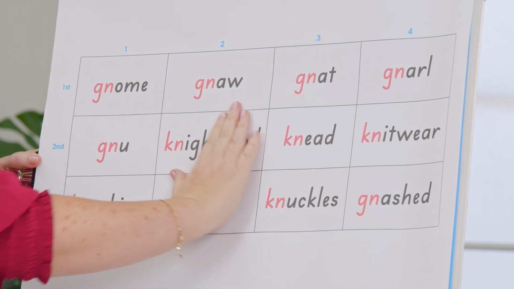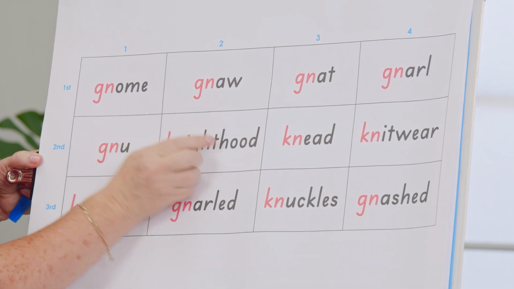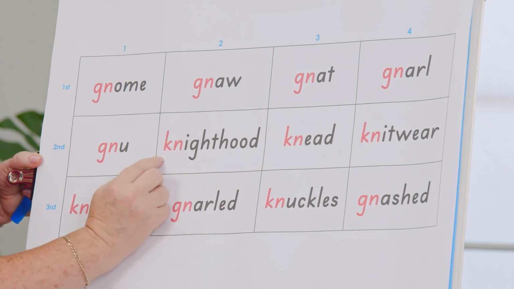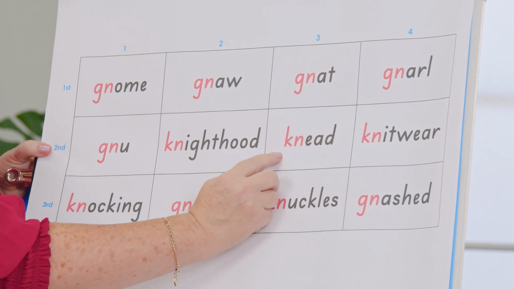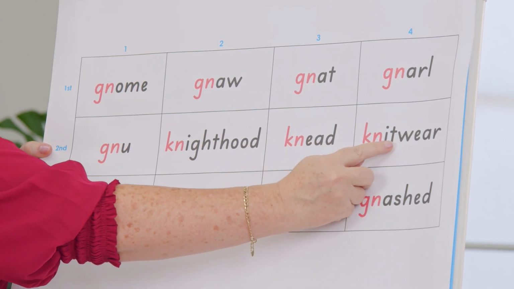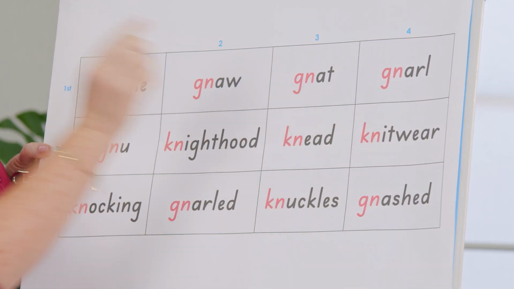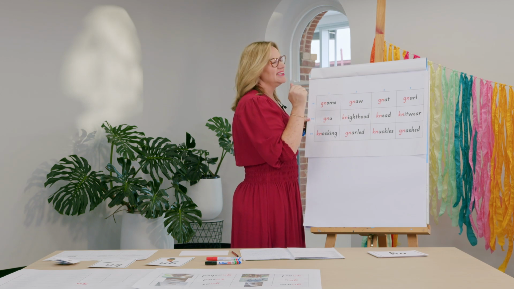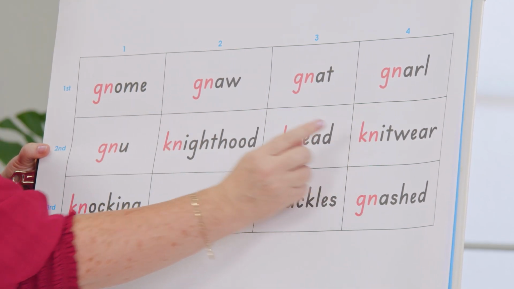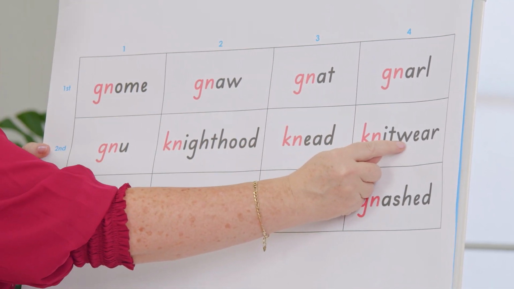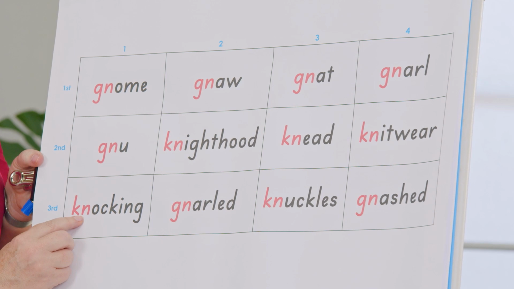So let's look at the first syllable. Night, n-ite, night. Ud, hood. Together, knighthood. N-eed, need. N-it, air. Do you remember that one? Air. It's a trigraph. It's those three letters. Well, it's actually not a trigraph. It's like an R-controlled one. But it's three letters for that one air sound. So let's do that one again. N-it, air. Knitwear.